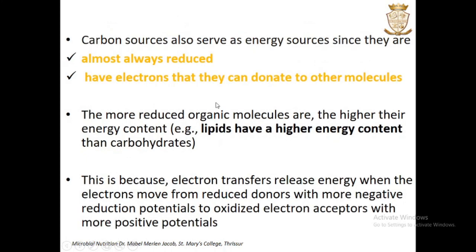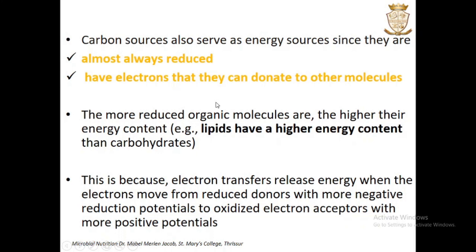Carbon sources also serve as energy sources since they are almost always reduced and have electrons that they can donate to other molecules. Because of this, they are the building blocks, and they also serve as energy sources because they are reduced and they have electrons which can be donated to other molecules. The more reduced the organic molecules are, higher their energy content. Example, lipids have higher energy content than carbohydrate.